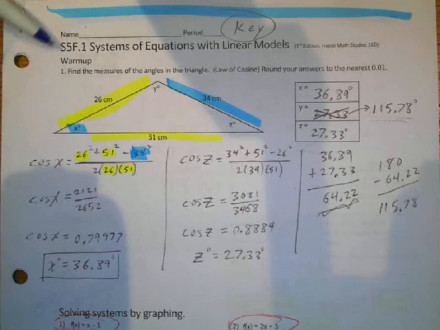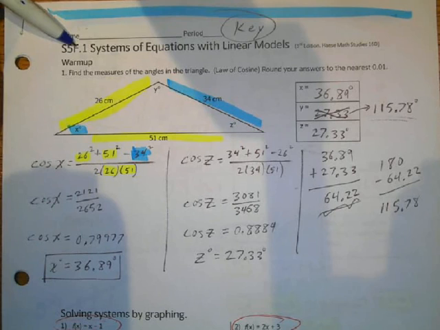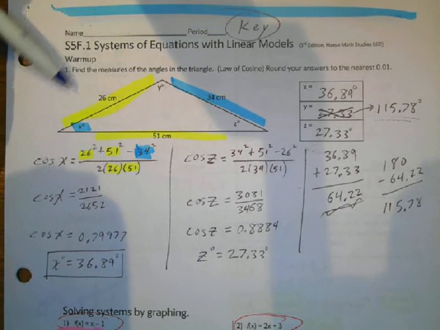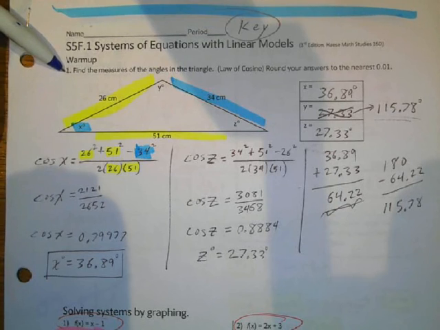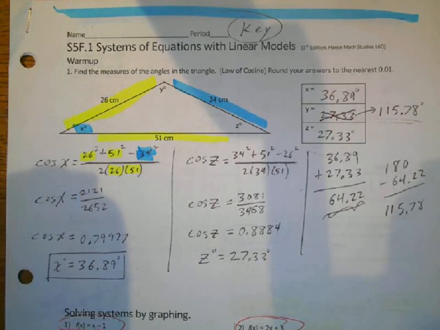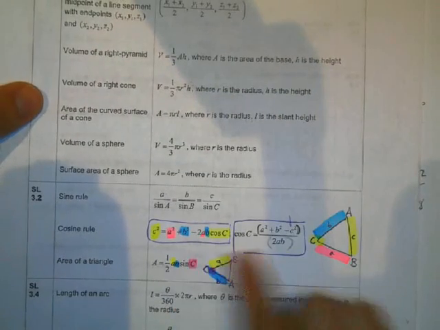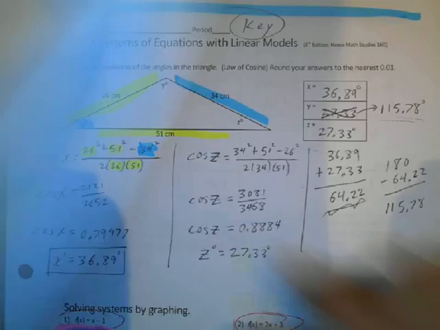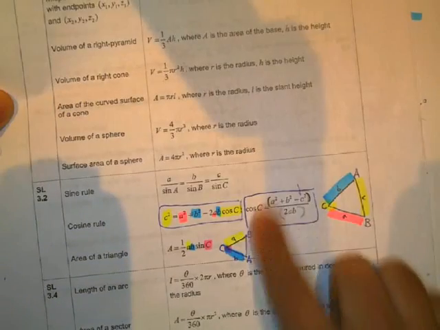Alright, we're going to talk about S5F.1, Systems of Equations with Linear Models. Okay, first we're going to start off with a warm-up to find the missing angles. So I'm using the cosine rule, and a lot of you are used to seeing this and this. Now, which one am I going to use? We're trying to find the angles, right? So I'm going to be using this formula here.